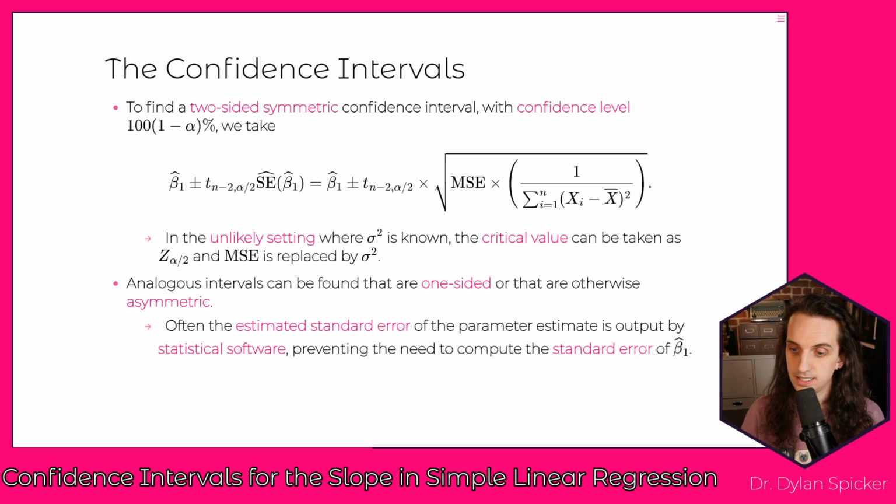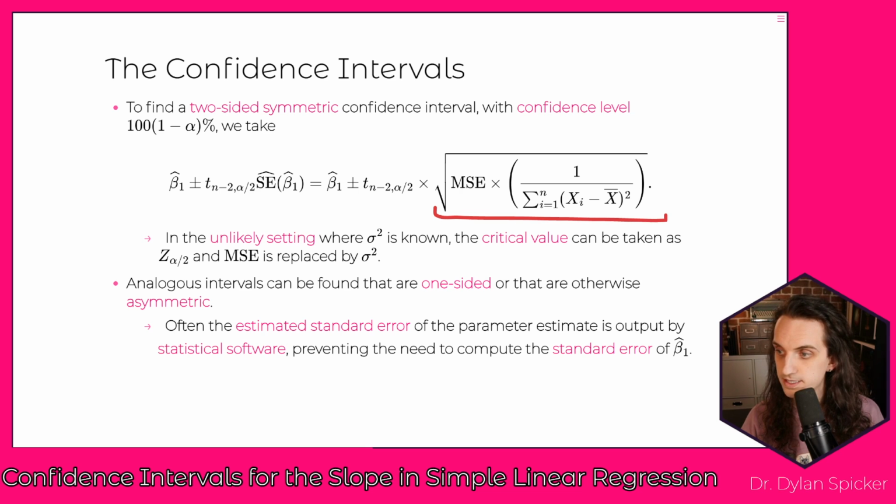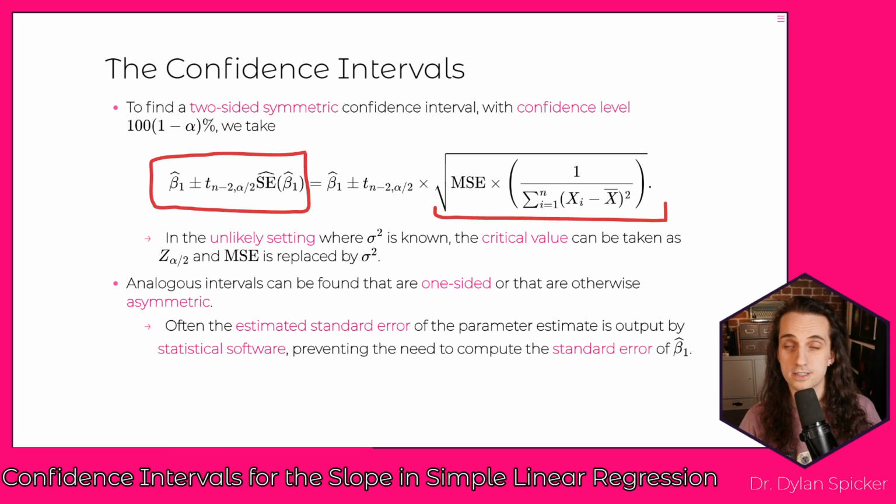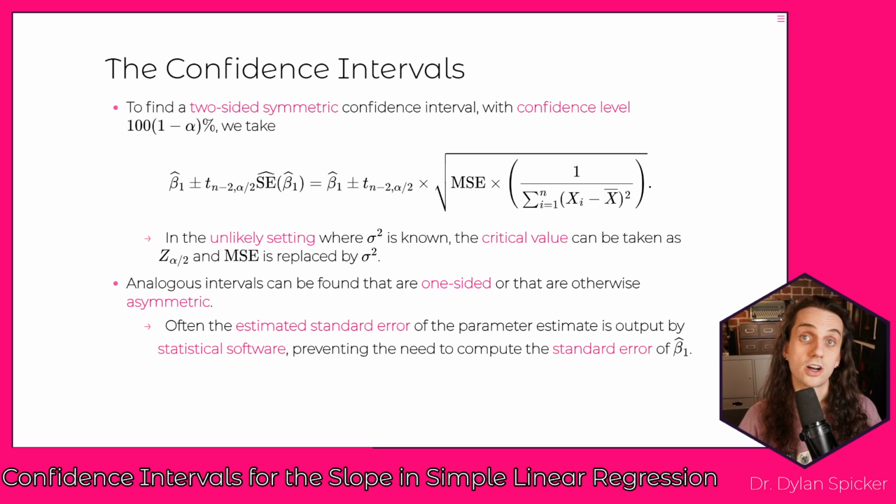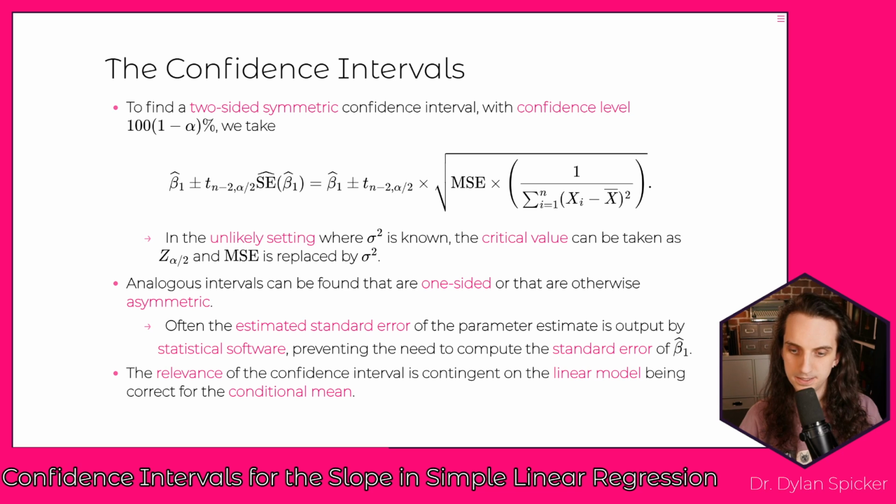Now, often, the standard error of the parameter estimate is actually going to be output by statistical software, which is going to prevent us from actually needing to take on this format here. Right, so very often we're going to be able to look at our statistical software and use this form for our confidence interval directly. So we'll take beta hat 1 plus or minus our critical value times the estimated standard error. And that's going to give us the confidence interval that we're interested in.